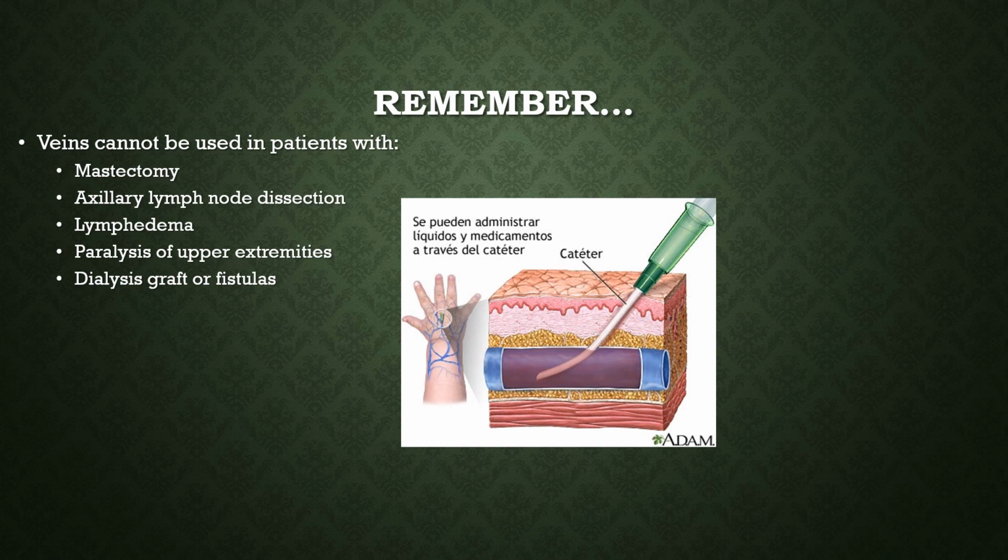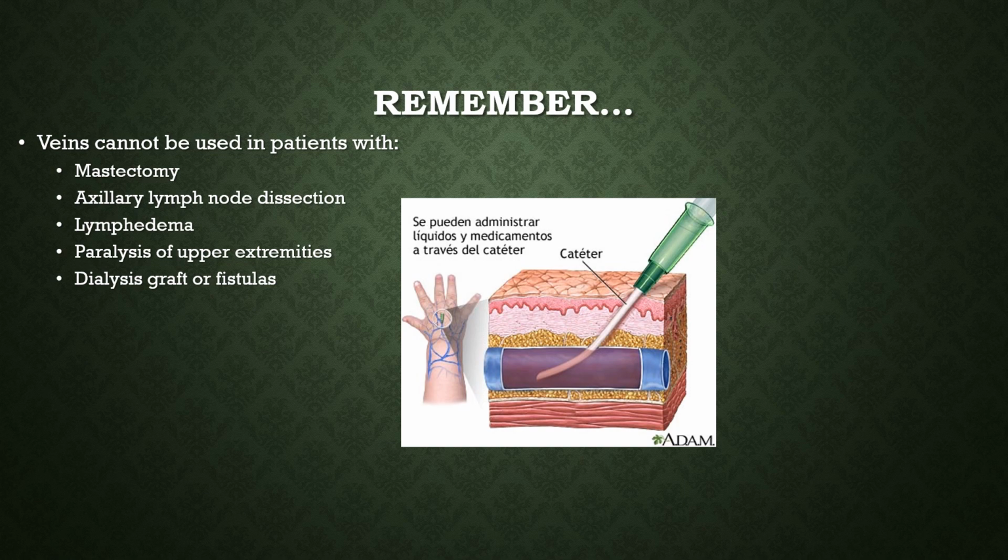Remember, veins cannot be used in some patients. Now, what this slide means is, sometimes a whole extremity can't be used in certain patients. For example, you've all seen someone have the restricted limb bracelet on one arm, and that usually means they've had a mastectomy on one side, with or without a lymph node dissection. Maybe they have paralysis of the upper extremity. Sometimes with paralysis, they won't want you to use those extremities. If they've got a dialysis graft in, then you don't touch that.